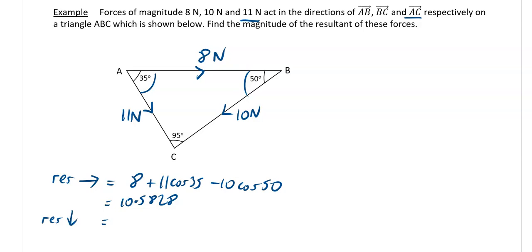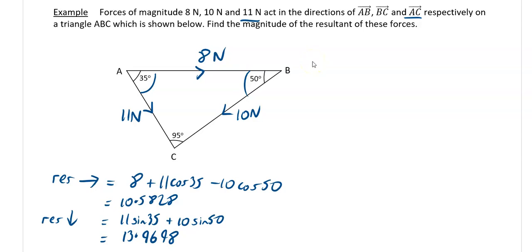What we also want to do is resolve vertically down. We've only two forces going downwards. You've got 11 sine 35 in this case, plus 10 sine 50. If you do that, what you're going to get is 13.9698, to 4 decimal places.